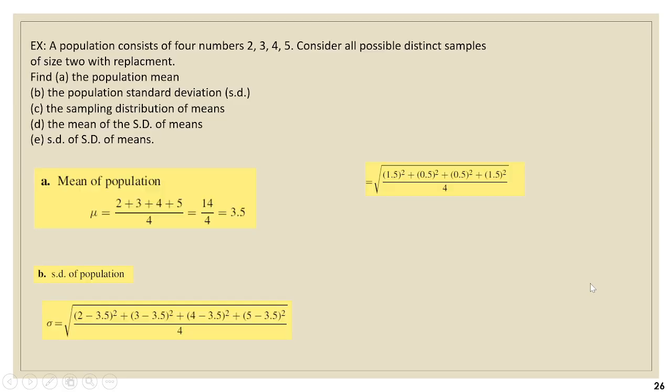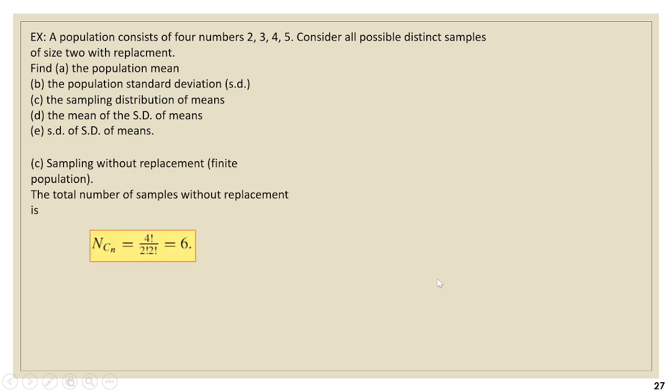I think you know how to solve the problem, but I kept it here. The population numbers given are 2, 3, 4, 5, so 4 numbers, and the sample size will be 2. We need to find the population mean and standard deviation, and also the sampling distribution mean and standard deviation. I repeated one thing, don't worry. You are going to find the mean value and the standard deviation of the population, and you'll get it like this.